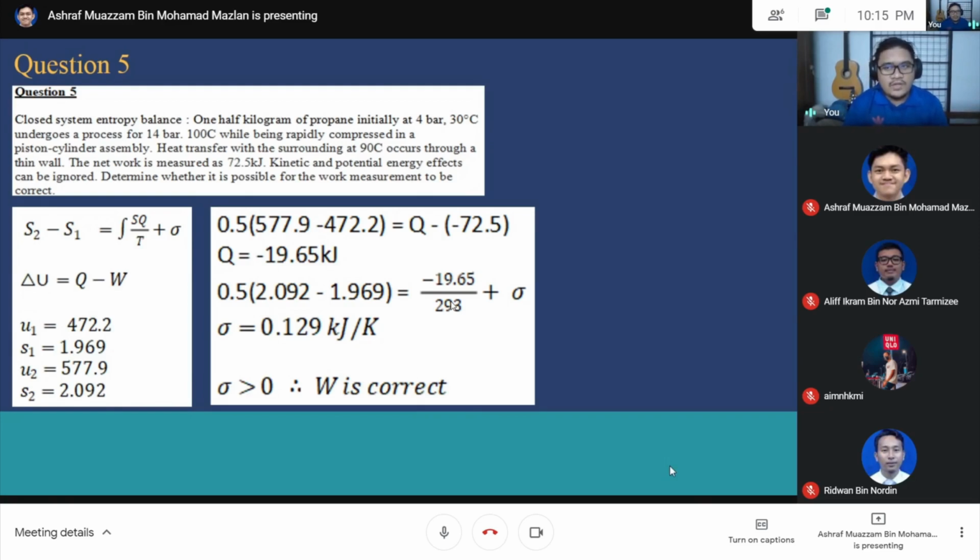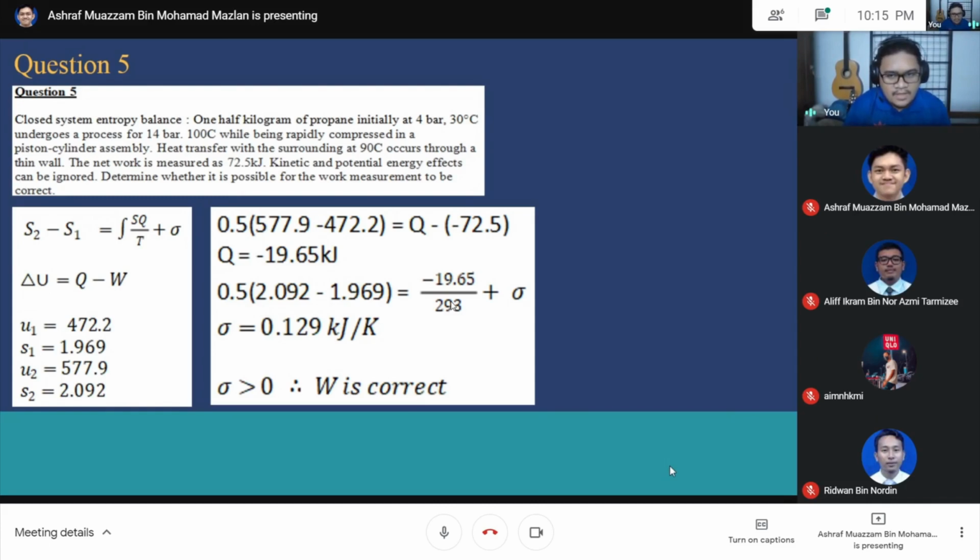Then we use the first formula to find the sigma value, using 0.5 the mass times 2.092 minus 1.969 equals the value of Q over T, which is negative 19.65, as we got the value of Q before, divided by T 293 plus sigma. Now, just basic addition and subtraction, we can get the value of sigma, which is 0.129 kilojoule per Kelvin.